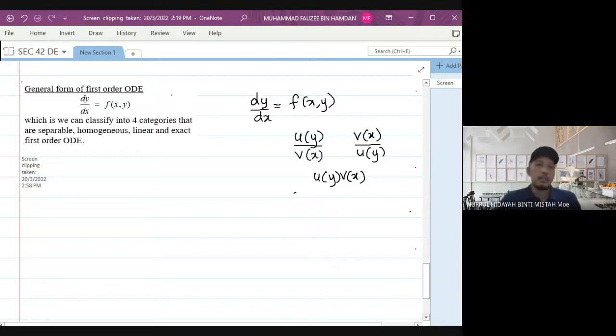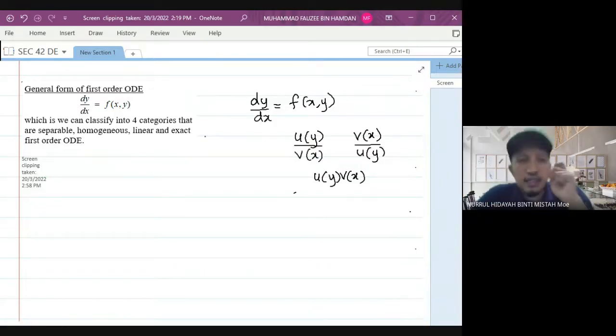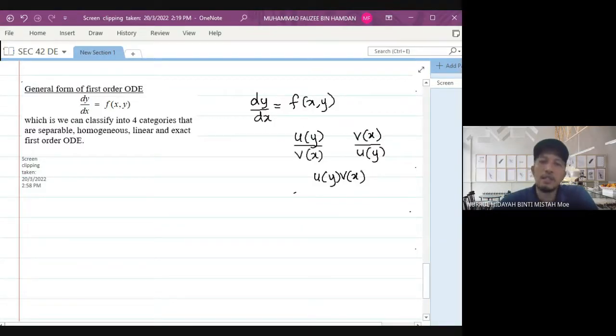Okay, so the first priority is separable. You must remember the first priority is separable, because if we use separable, it's very easy for us to solve. Very easy if it can be separated. In Bahasa Melayu we call it boleh pisah. Separable. If we can write in this three form, it's separable. If it cannot be separated, don't force it.